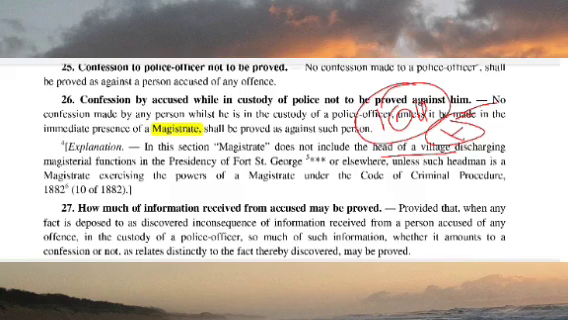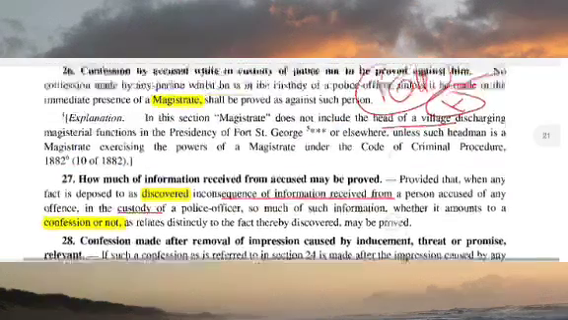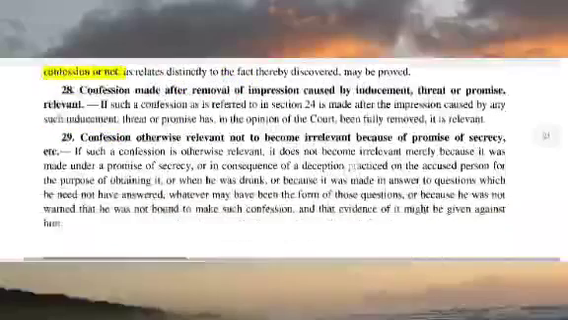How much of the information received from the accused may be proved. If there is any discovery in consequence of information received from a person while in the custody of police, so much of the information, whether it amounts to a confession or not, as relates distinctly to the fact discovered may be proved. Okay. 26, 27, 28.